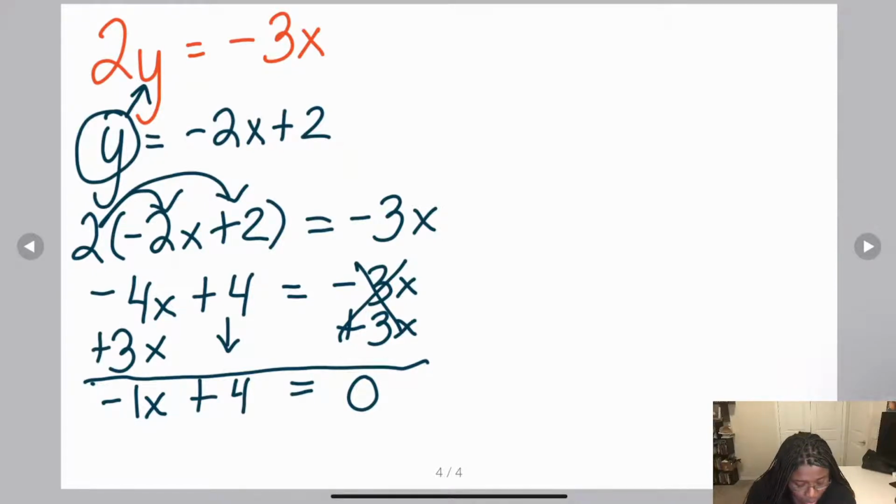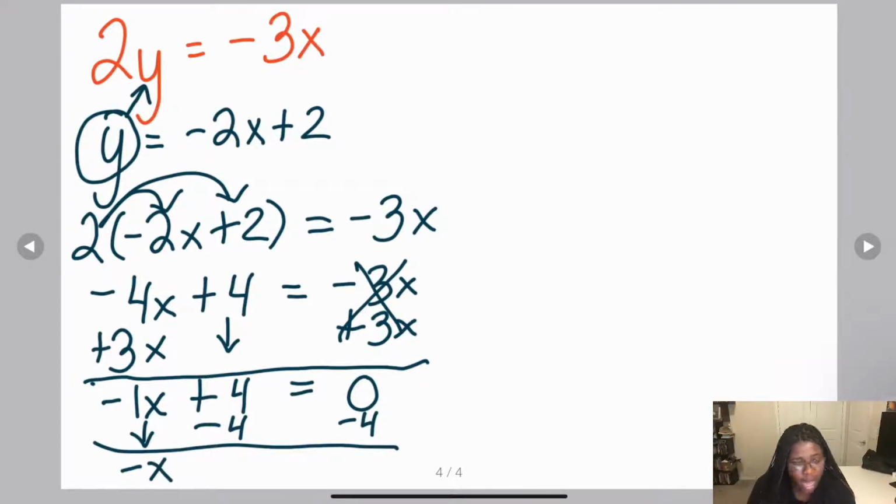So I want to move that plus 4. I want my x's to be alone. I want my numbers to be alone. So I'm going to subtract 4 on both sides. And it's the same thing again. You're going to bring down your negative 1x or negative x. It doesn't matter how you write it. And then plus 4 minus 4 will cancel out, which is just 0. You don't have to write that one. And then 0 minus 4 is negative 4.